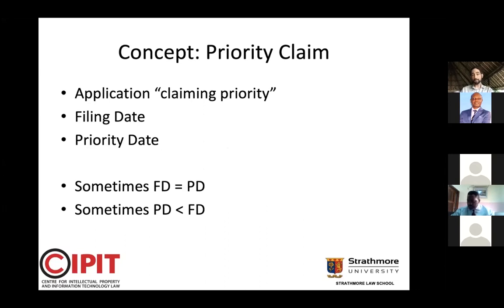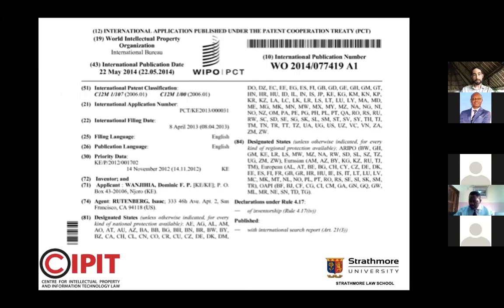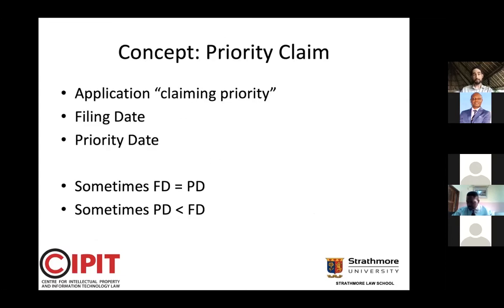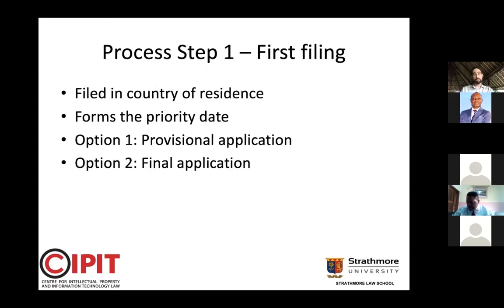Sometimes the filing date and the priority date are the same. So, for example, the Kenyan application that we filed, KE/P/2012/001702, has no priority date different from a filing date. The filing date and the priority date are the same. It's the first application. But many times the priority date will be earlier than the filing date. Okay. Very, very important concept. All right. So with that, let's talk about process.